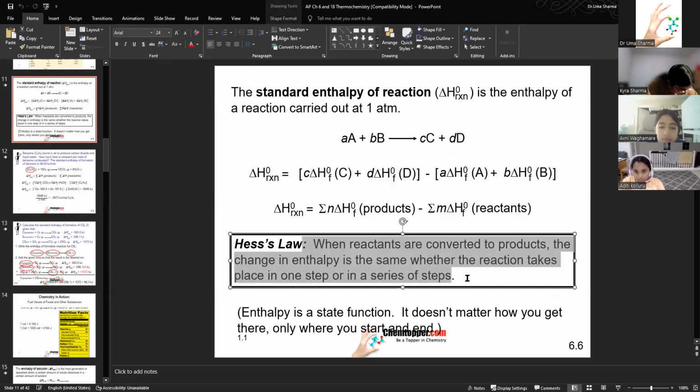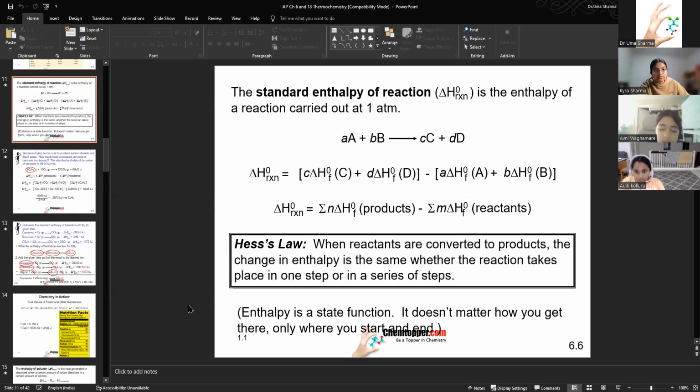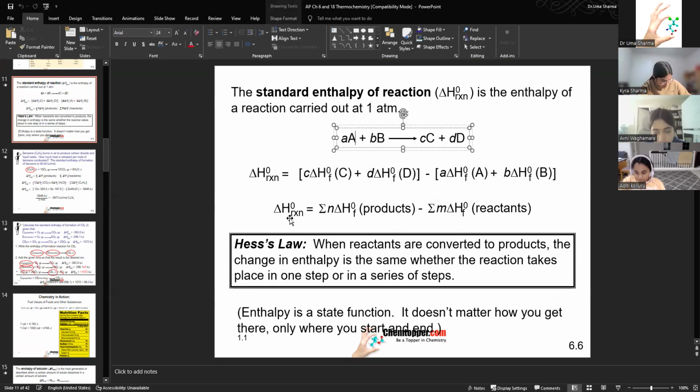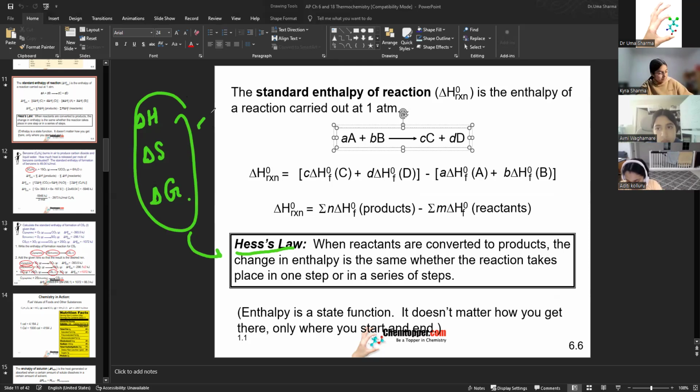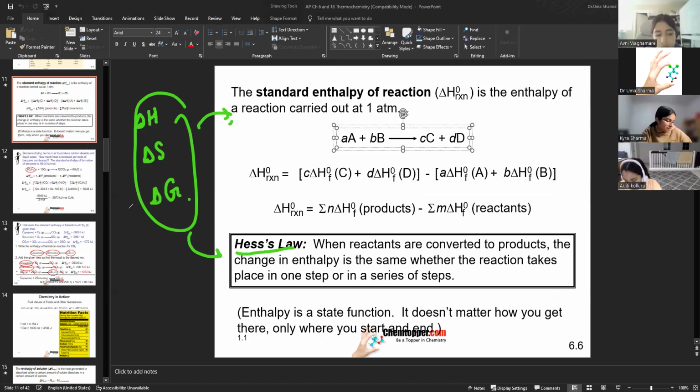I also gave you something like this. Enthalpy is a state function. It doesn't matter how you get there, right? And this equation also I gave you, right? This one. But I said that I was teaching you in a combined manner. I said you can use this equation for delta H, delta S, and delta G. For all three. Even this Hess's law. For all three. These things will come in chapter 18 or 19 somewhere.